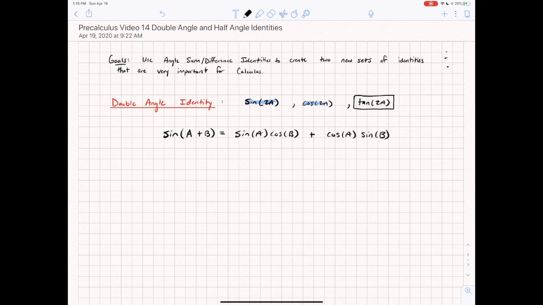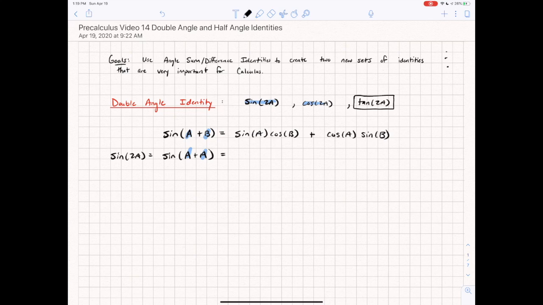Now, when I'm doing the double angle identity, understand that when I have sine of 2a, another way to look at that would be to say sine of a plus a. In other words, remember, multiplication is just repeated addition. So saying 2 times a really is just saying I'm adding a with itself, right? A plus a. And if I look at it that way, instead of having b, I'm just having another a.